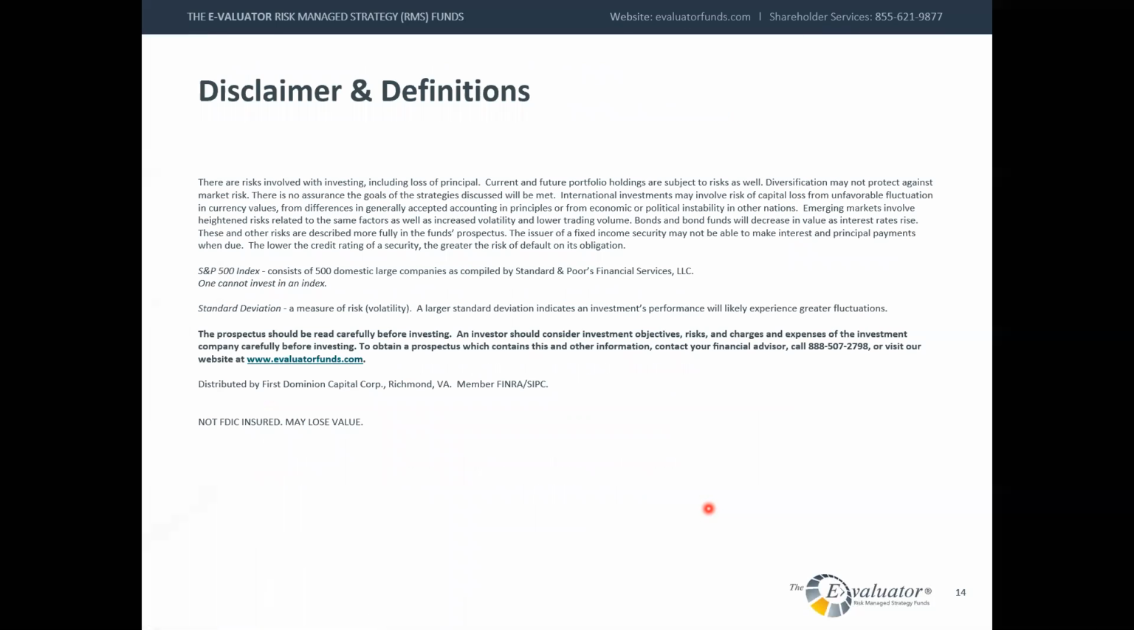Here's the disclaimer on this presentation. I mentioned the S&P 500. It would consist of 500 domestic large cap stocks compiled by Standard & Poor's. It is an index, and also standard deviation is a measurement of volatility. It does not guarantee future performance.